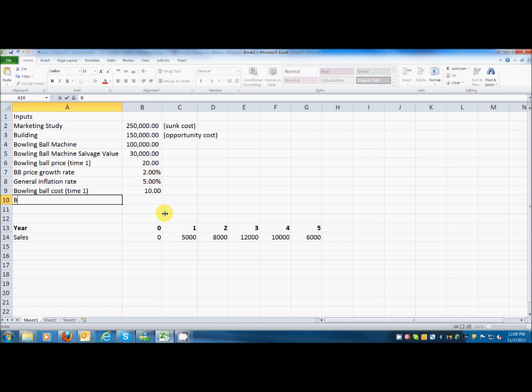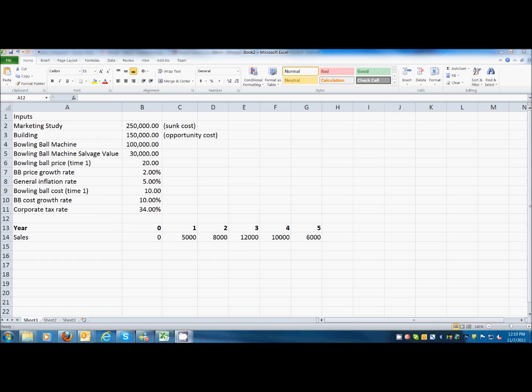And the bowling ball cost growth rate is expected to be 10% per year. So 0.10, and it's already formatted as a percentage. Okay, they tell us that the corporate income tax rate on this project is 34%. So corporate tax rate, 0.34, and it's already formatted as a percentage.